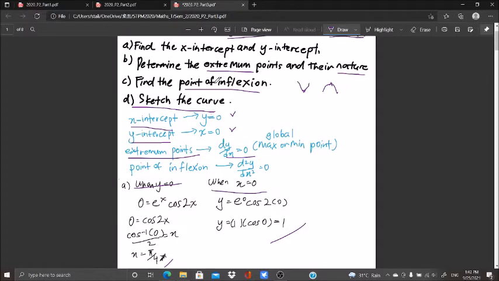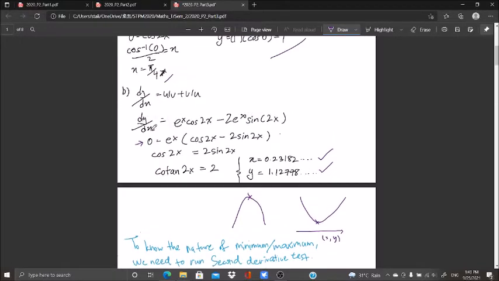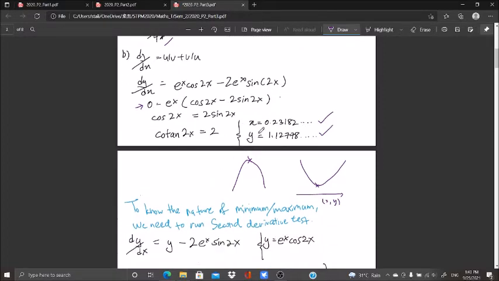C, find the point of inflection. At the point of inflection, d2y/dx squared equals 0. So bear in mind, we find the extremum points with dy/dx equals 0. We use the product rule of differentiation, and we get back this term, let it be 0. Finally, we found this is our extremum point, bear in mind.